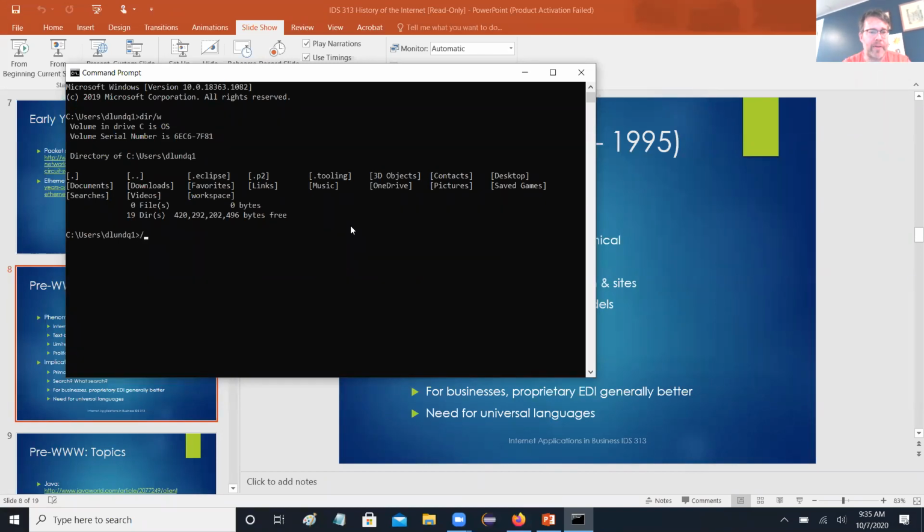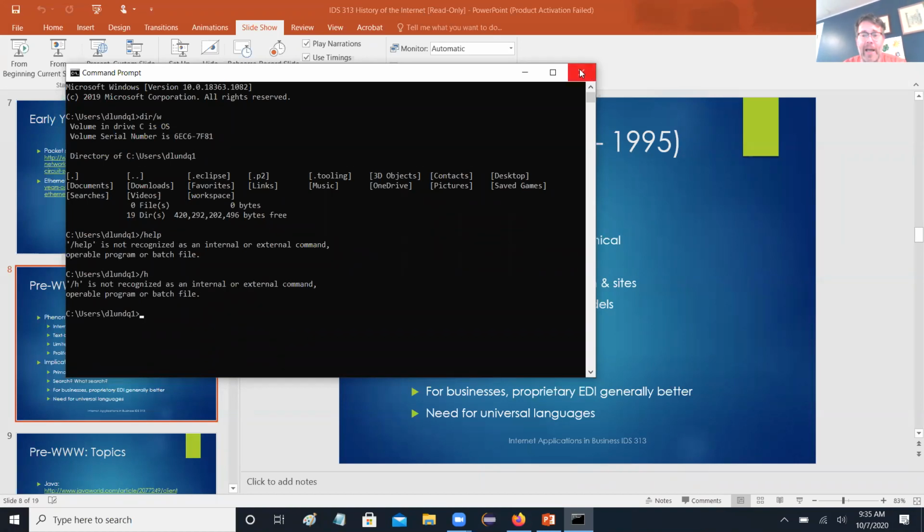There's probably a help command too. Let's see. No. Anyway, it's been a while since I've done this. Nope, so I don't recall all the commands myself. But we had DOS back in the day. That's how we got around our disk drive, right? To find files, things like that.